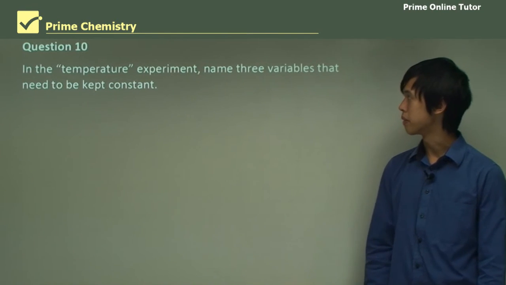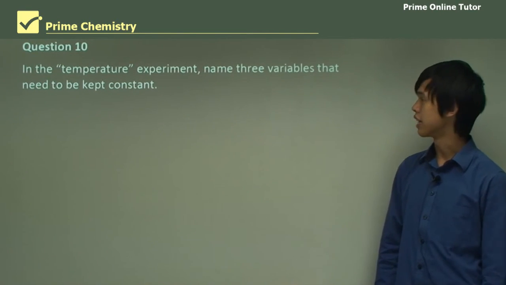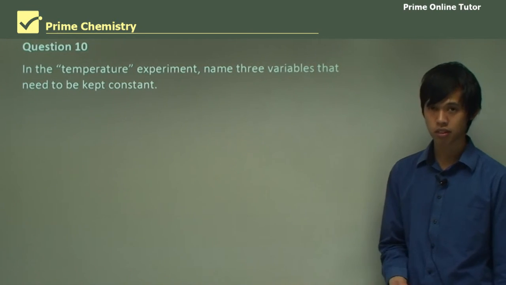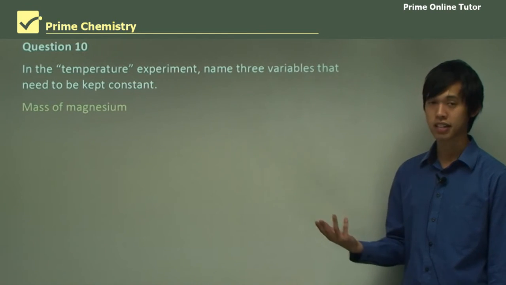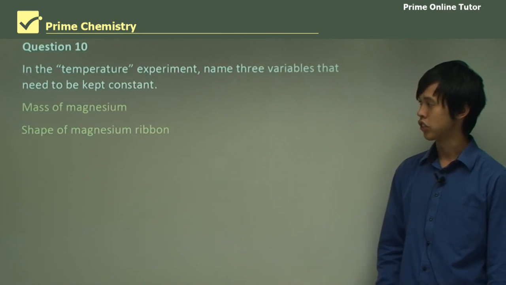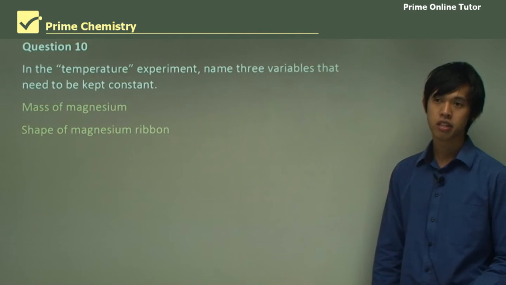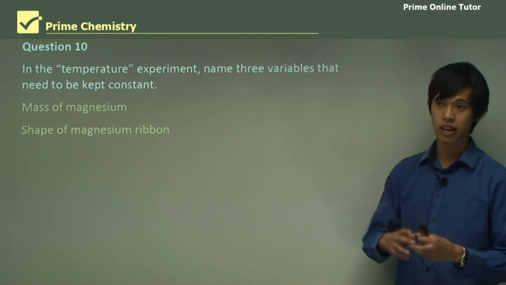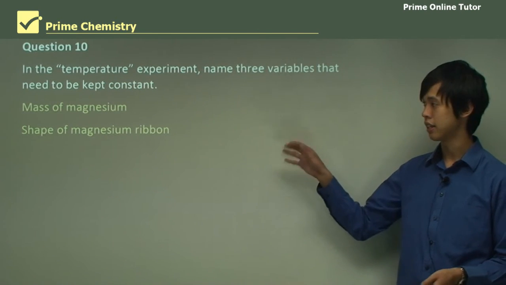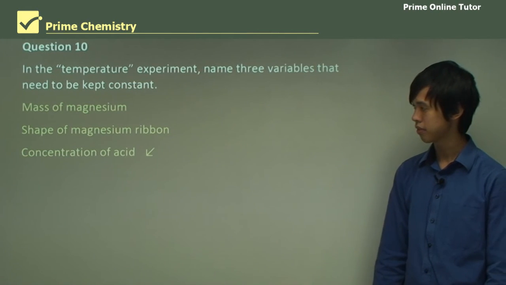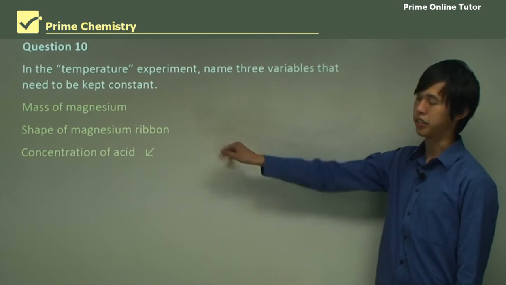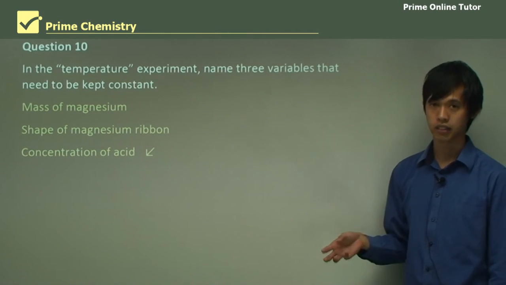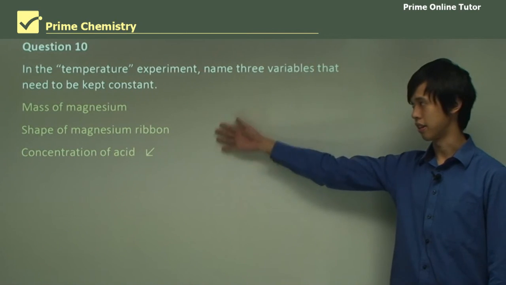So in the temperature experiment, name 3 variables that need to be kept constant. Three controlled variables is what we call them. Again, mass of magnesium is one. The shape of the magnesium ribbon, this one's hard to control, but if you've got a ribbon, it's pretty much the same shape. As long as you're not using a square compared to a circle or something like that, then that's okay. And also the concentration of the acid, so that's a major one. If the concentration of the acid's different, obviously you're going to get different reaction rates. Okay, so those are the 3 things.